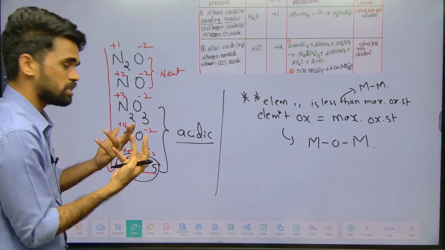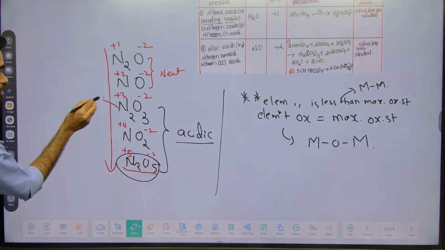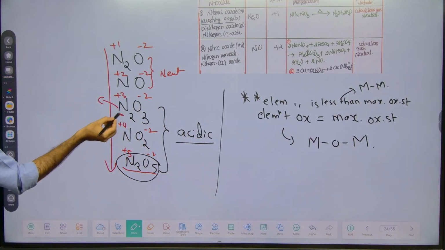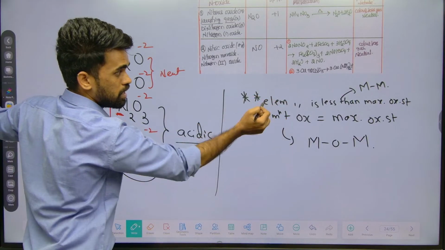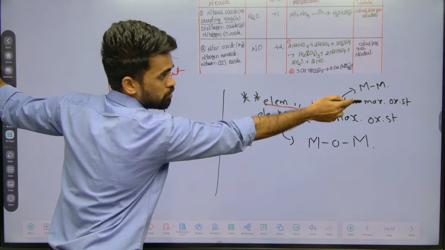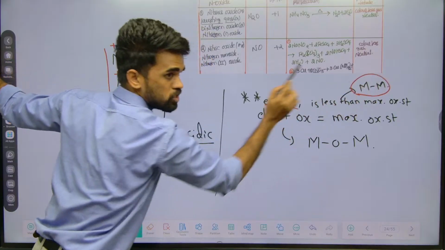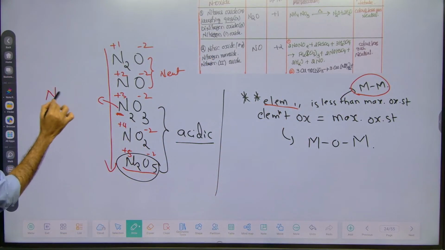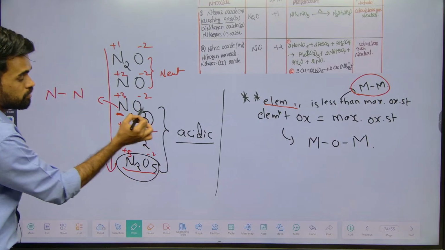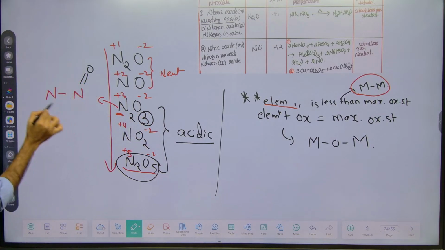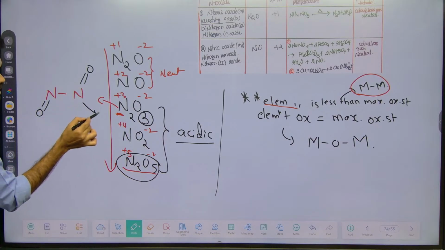It means, sir, what you are saying we are not getting now. I will tell you. What is the oxidation state? Here we have +3 now. So in the +3 case, which statement is valid here? First statement: element with less than maximum oxidation state, what type of linkage? It means direct nitrogen linkage will be there. So how many oxygens are there here? 3. So you can give it like this, like this, like this.